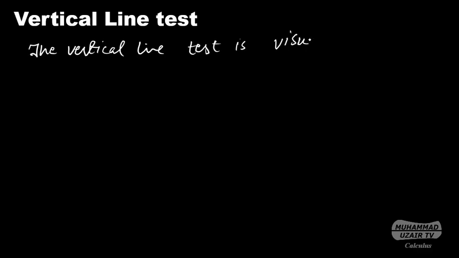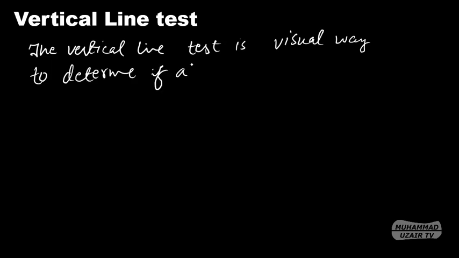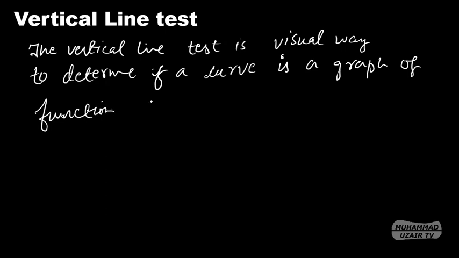Vertical line test. The vertical line test is a visual way to determine if a curve is a graph of a function or not.